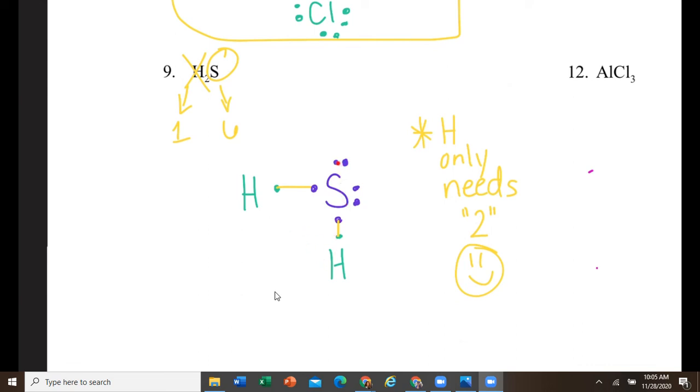Sulfur needs 8. So we have 1, 2, 3, 4, 5, 6, 7, 8. Sulfur is also done. All right, so go ahead and try your practice and then complete your quiz today.